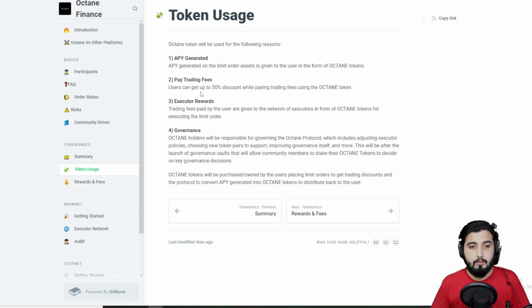Now talking about the token, all the features about it. APY generated on the limit order assets is given to the user in the form of Octane tokens. Pay trading fees: users can get up to a 50% discount while paying trading fees using the Octane token. So basically the Octane token is what's empowering this whole project. And then executor rewards: trading fees paid by the user are given to the network of executors in the form of Octane tokens for executing the limit order. And then you also get governance, which is a part of the Octane protocol.